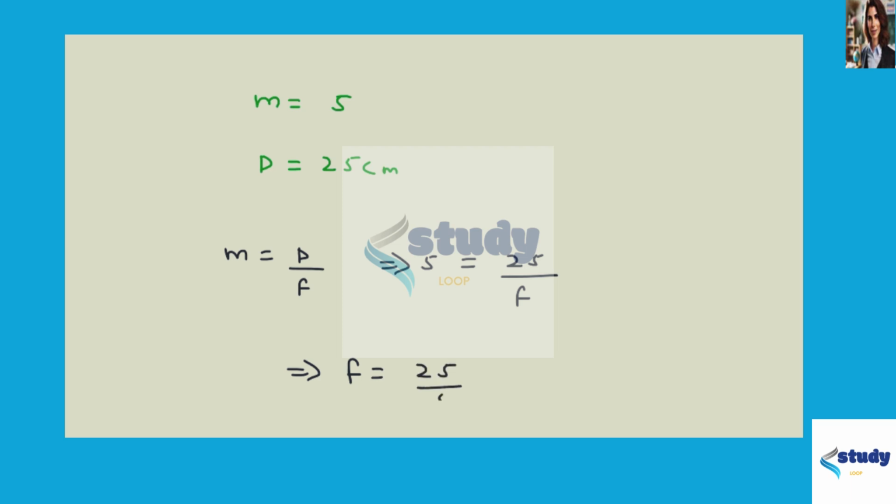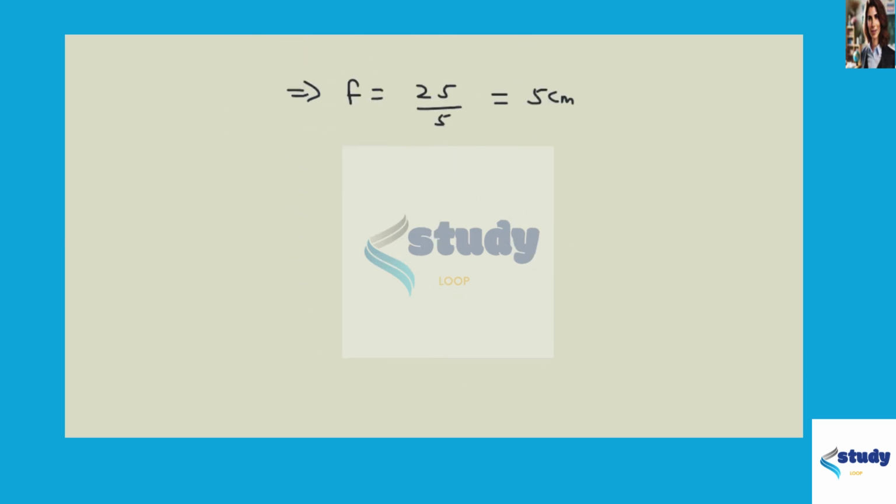In this problem, the magnification for a normal relaxed eye m is equal to 5. Least distance of distinct vision d is equal to 25 centimeter. Let the focal length be f. So the magnifying power m is equal to d by f, which can be further written as 5 is equal to 25 by f. On simplification, I can write the value of f is equal to 25 by 5, which is equal to 5 centimeter.